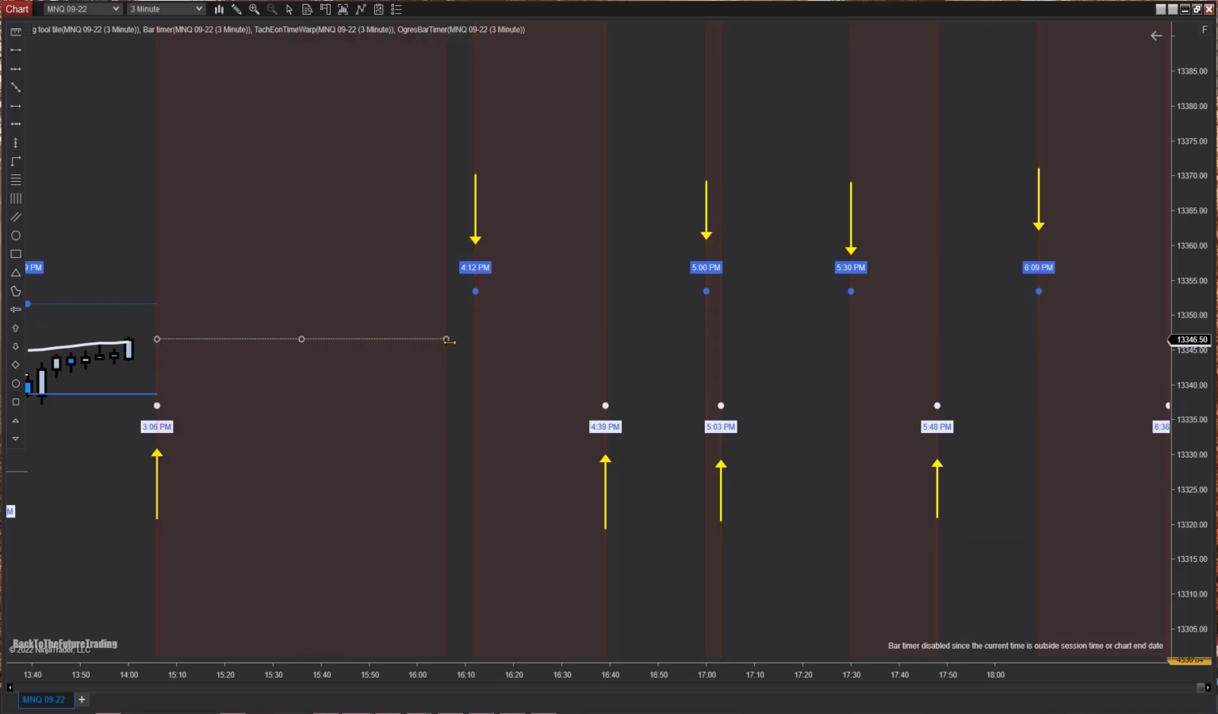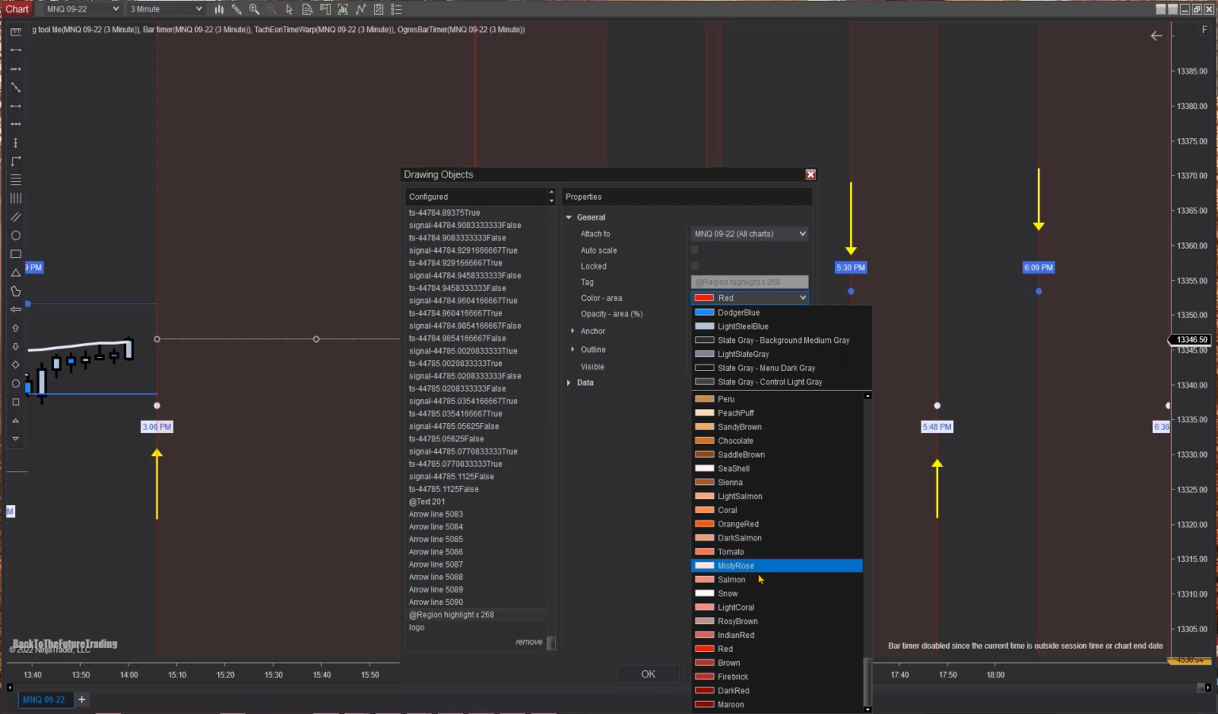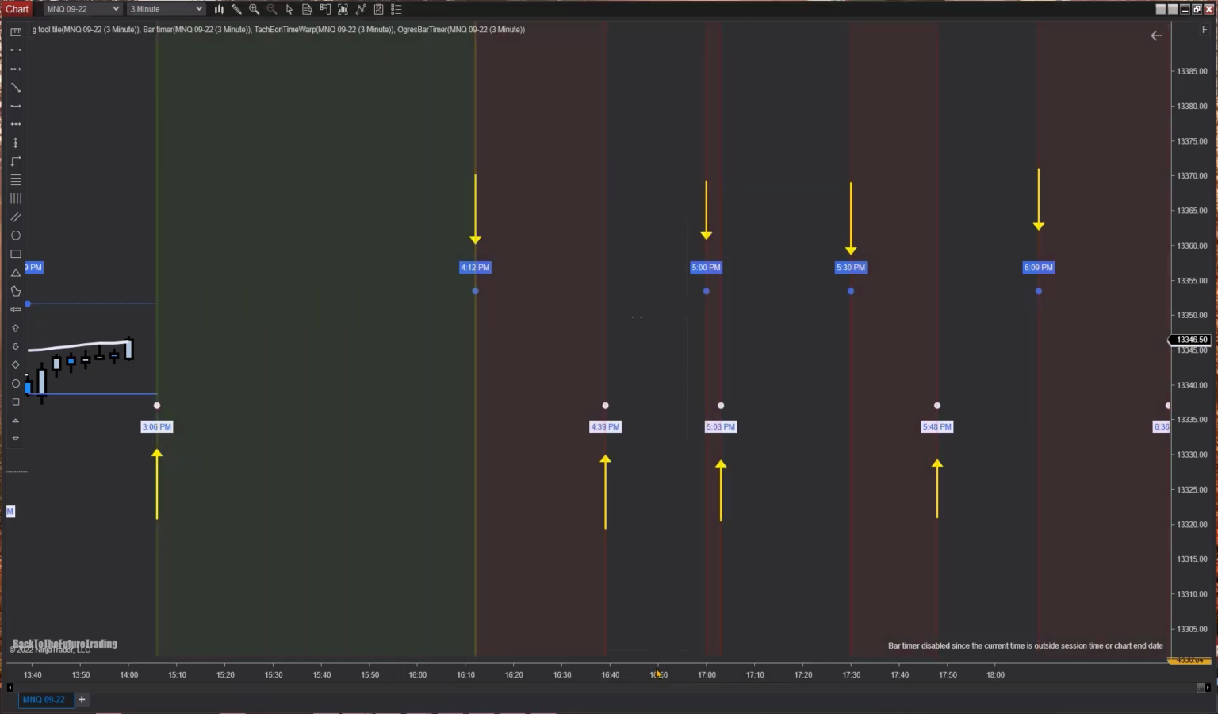And just for illustration purposes, I am going to switch these colors just for the newbies. Let's go with lawn green today. Lawn green, okay. Wonderful. And buy zone. And buy zone. There's zones.